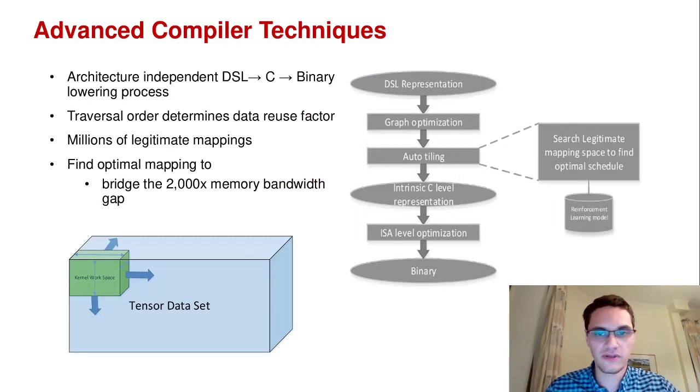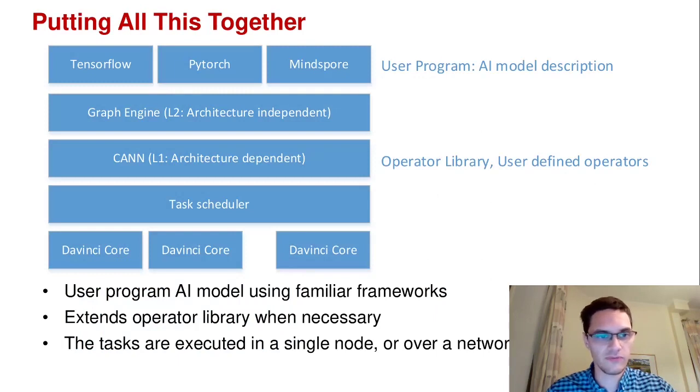The height of the software stack needed to transform a neural network into binary code, which can be executed on the hardware, is very high, and there are many valid mappings from the high-level representation into the binary form. So DaVinci team has developed an advanced compiler which utilizes reinforcement learning to perform automated tiling of neural network operations. Putting all this together, we have a number of DaVinci cores, and moving upwards in the software stack, there is a task scheduler which assigns computation to the DaVinci core.